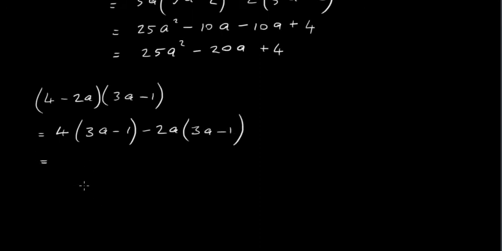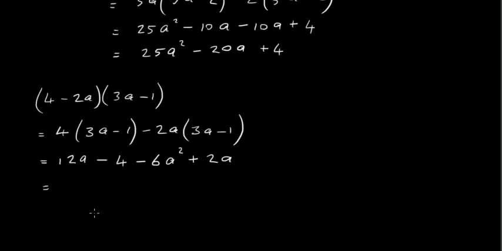Now multiply them out. Okay, so plus times plus is plus. 4 times 3, 12a. Plus times minus, minus. 4 times 1, 4. Minus times plus is minus. 2 times 3, 6. a times a, a squared. Minus times minus, plus. 2 times 1, 2. And we've also got the a here as well.